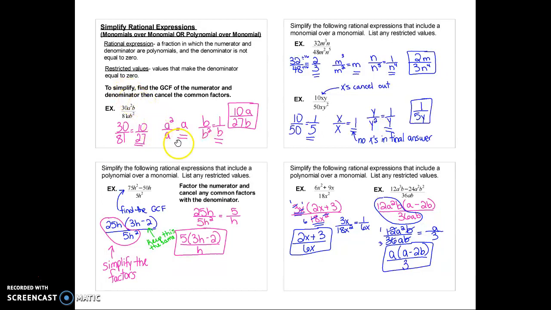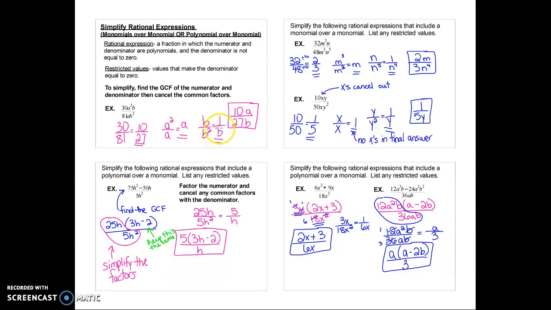And then we look at the variables. Well, we have an a squared divided by an a. You had 2. You're taking 1 away, so you have 1 left. So you have an a to the first left. In your b's, you have a b in the numerator and a b to the second in the denominator. Okay. B divided by b squared. There are more of them in the denominator. So that b on the top cancels out with one of them in the bottom.